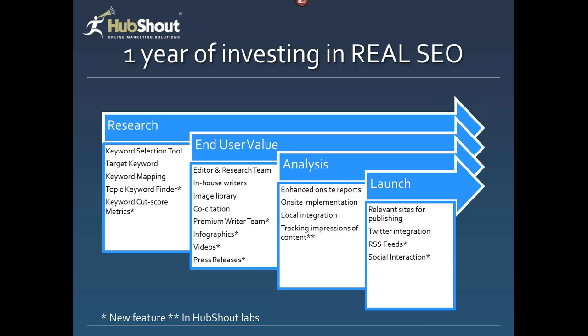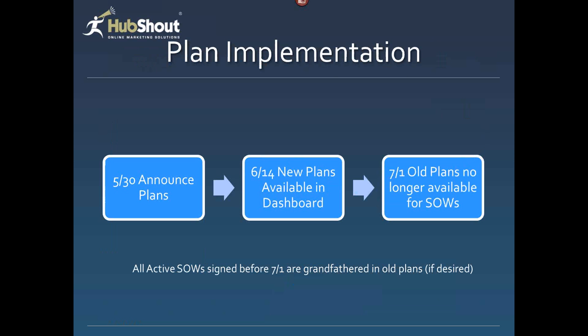And then again, we're doing a few new things around social interaction. So we've been doing Twitter. We're adding in sort of a blog engagement feature, and there's some other cool things we're doing at launch. So let's talk about, again, where we are in the plan implementation.